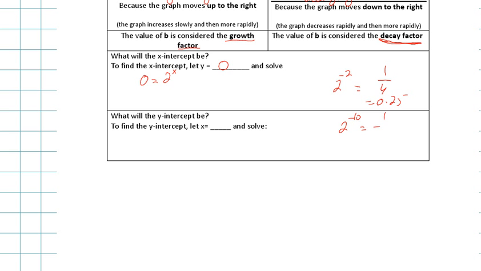What's 2 to the power of 10? It's a big number. 1 over 1024. What's 1 over 1024? Well, 1 divided by 1024 is 9.7 times 10 to the power of what?